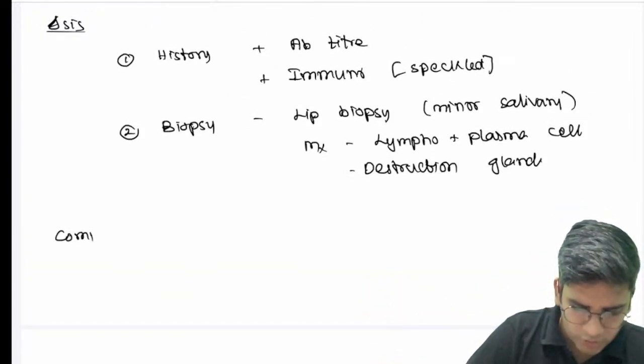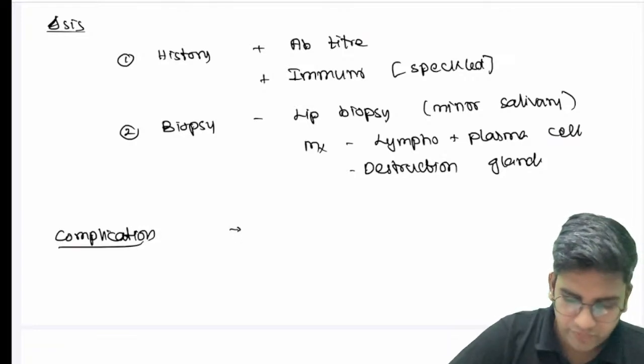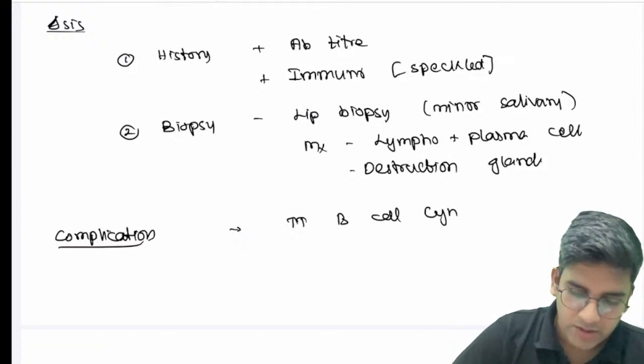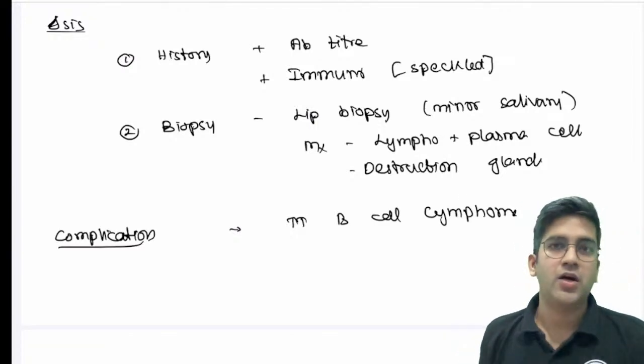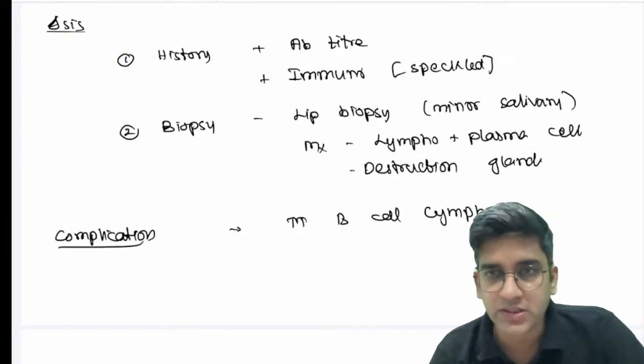But I want you to remember one complication of Sjogren's: there's an increased risk of B cell lymphomas. Extranodal lymphomas, not Hodgkin's lymphomas, your marginal zone lymphomas, extranodal in your lacrimal or salivary gland, can happen with this. Fine.